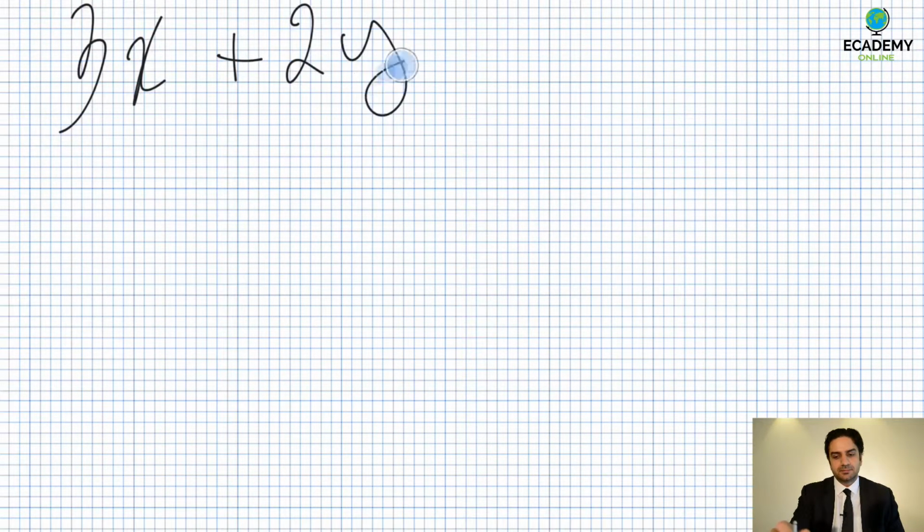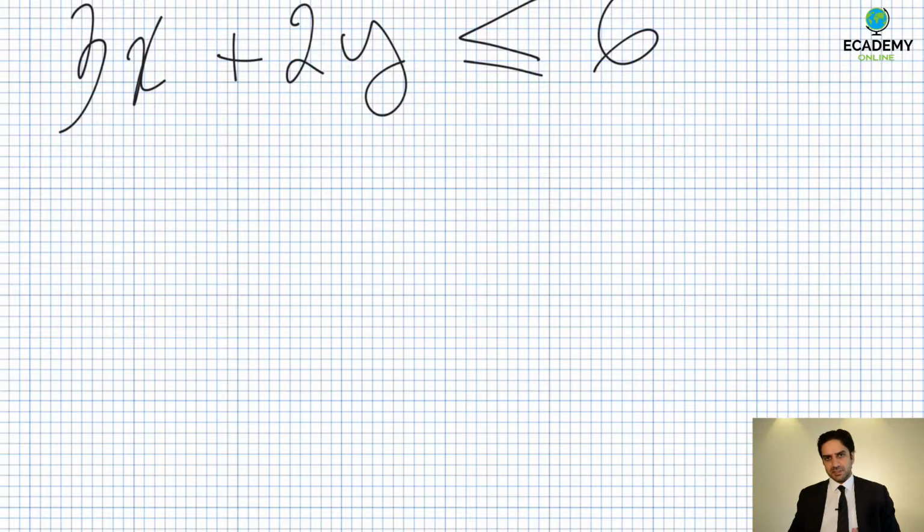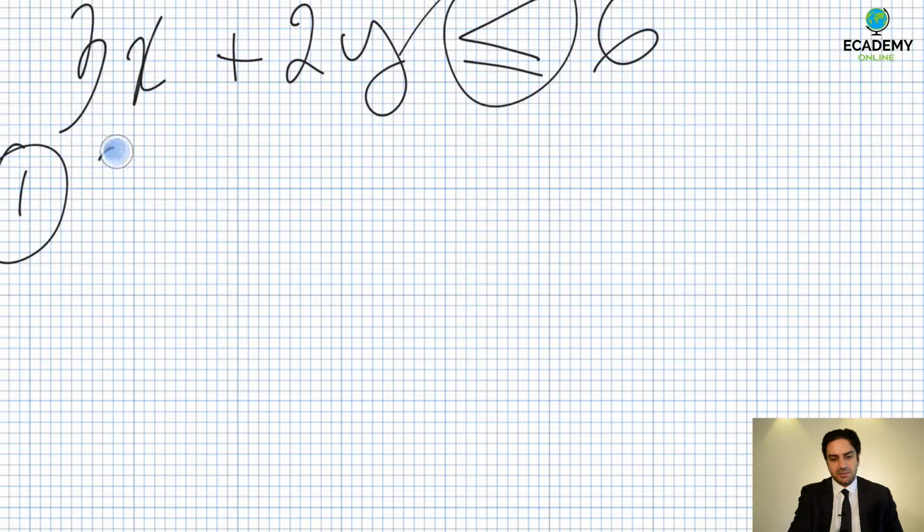For example, if we start with 3x plus 2y is less than or equal to 6. I'm just choosing less than or equal to randomly. We will need to start thinking about this as an equality. Our first step is to convert the inequality into an equality. So this becomes 3x plus 2y equals 6.